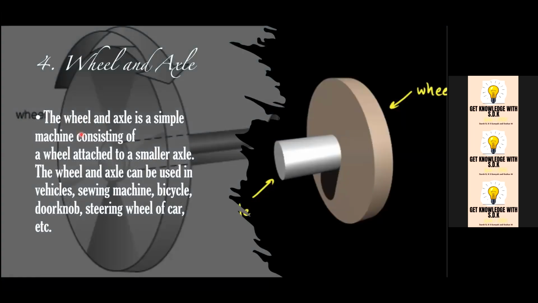4. Wheel and axle. The wheel and axle is a simple machine consisting of a wheel attached to a smaller axle. The wheel and axle can be used in vehicles, sewing machine, bicycle, doorknob, steering wheel of car, etc. So these are the examples of wheel and axle. So this is the wheel, this is the wheel, and this is the axle. Together, it is a simple machine.